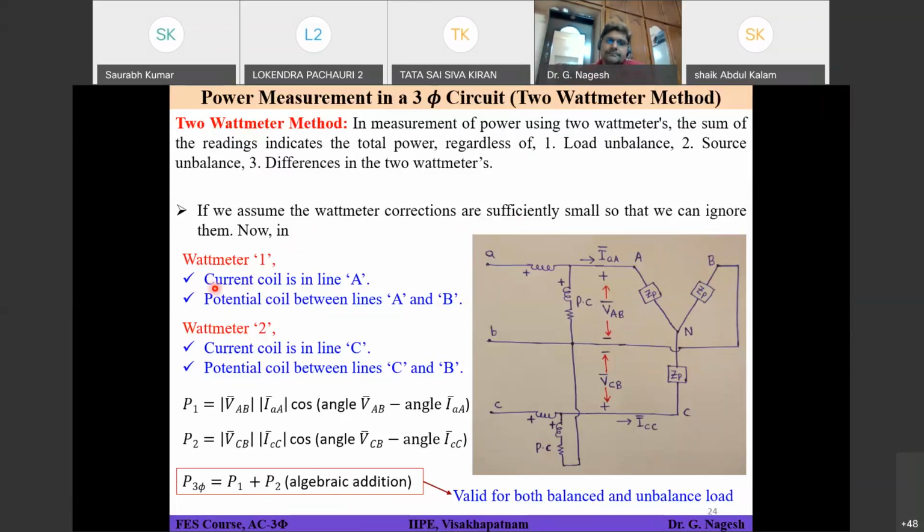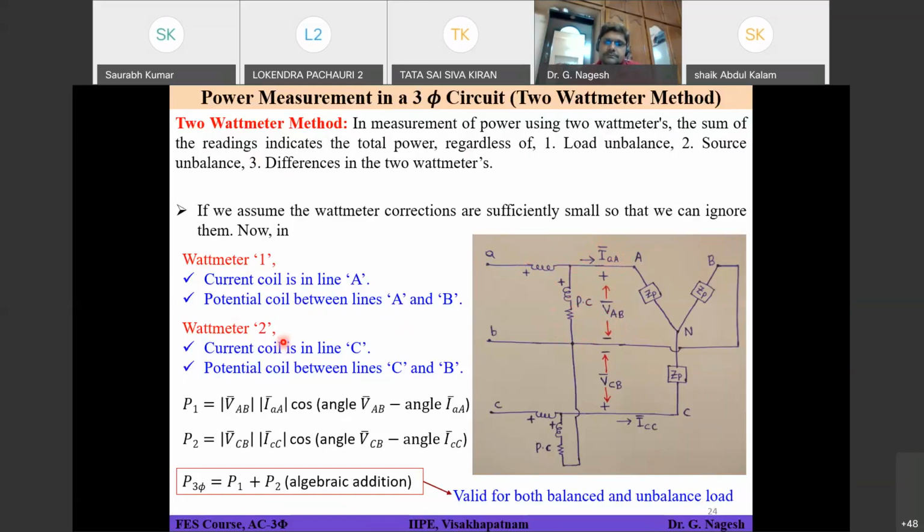So wattmeter 1: the current coil is in line A, so you have to connect in this fashion. In line A we have a current coil, and the potential coil is between lines A and B. So this is your A terminal and this is your B terminal, and the potential coil is connected here in this fashion. That means the voltage across the potential coil is basically VAB, and the current flowing into the current coil is basically IAA, because it is a line current.